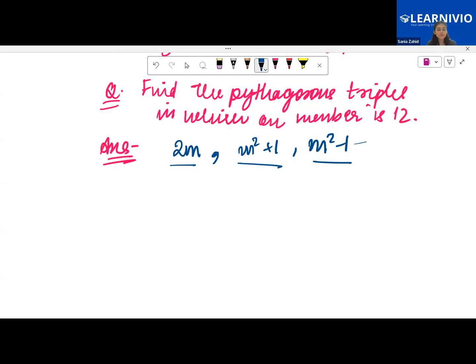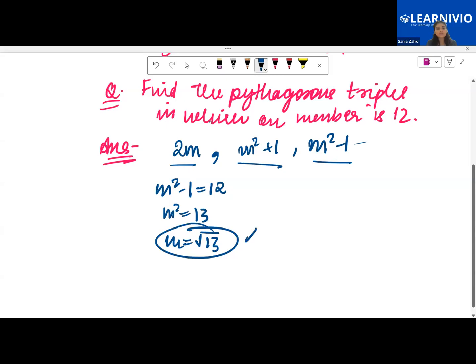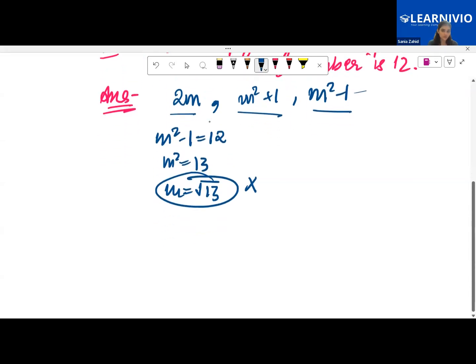So I do not know which of the members is 12, but I just know it is one of the members. So what we are going to do is try to adjust 12 to all of these values, and we'll see for which value of m I get a proper answer. Let's try for m square minus 1 equals 12. So m square comes out to be 13 and m comes out to be root 13. Now see, root 13 is clearly not a rational number, right? That means it is not true.